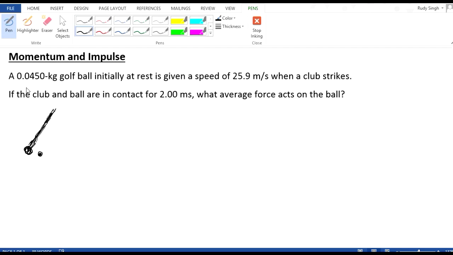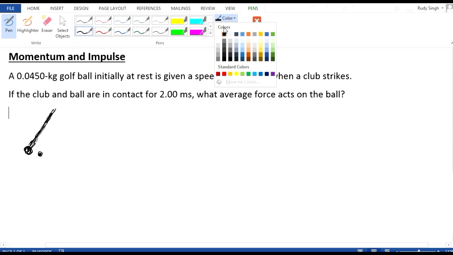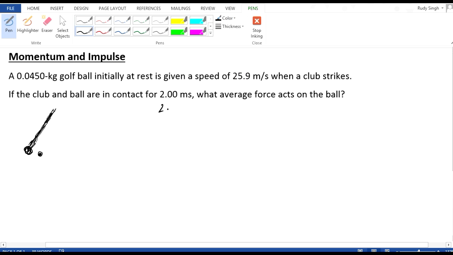Okay, so here we have a 0.045 kilogram golf ball initially at rest. It's given a speed of 25.9 meters per second when a club strikes. So here's a little diagram. The club's about to strike the ball. If the club and ball are in contact for 2 milliseconds, what is the average force that acts on the ball? What average force acts on the ball?